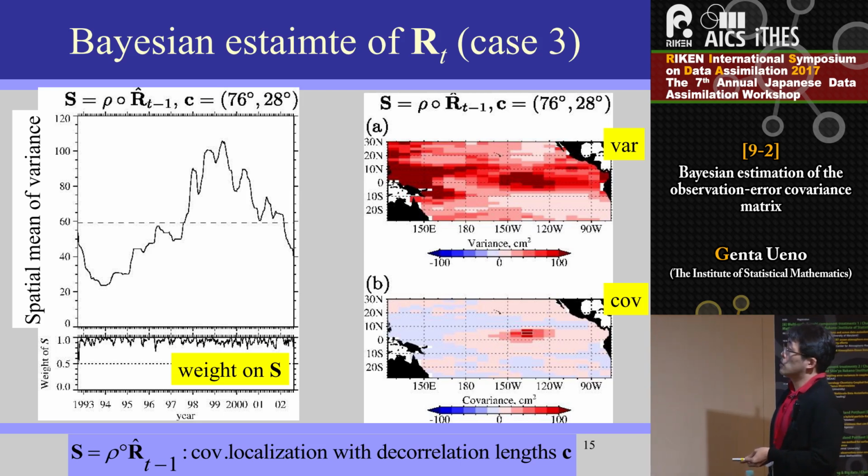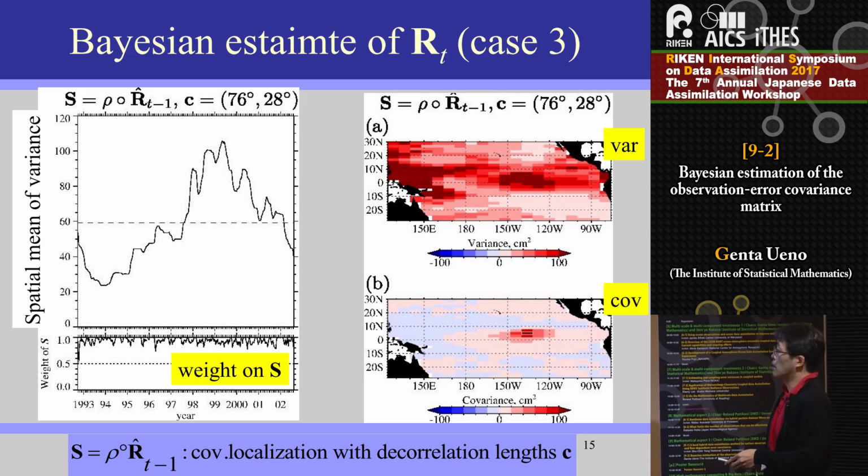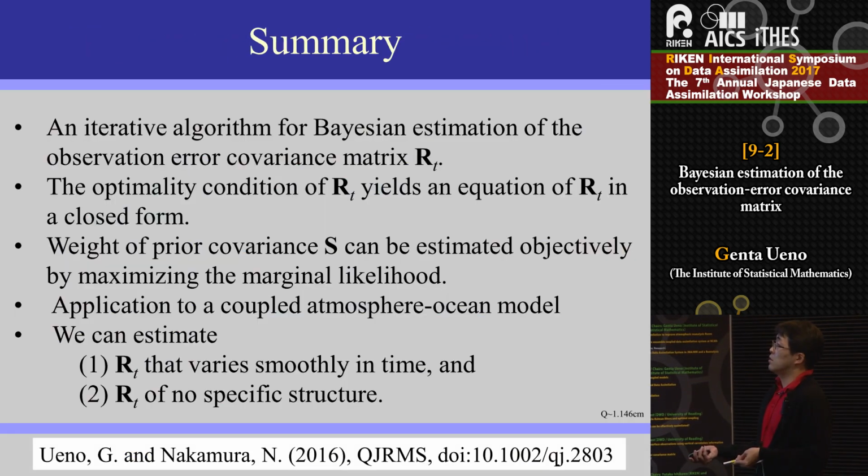And this shows one example, the Equatorial Pacific. These are the temporal variation of variance for 10 years and the spatial pattern of variance elements and the covariance elements. The covariance elements have a zonally elongated pattern. So I skip the rest here. Here is the summary.